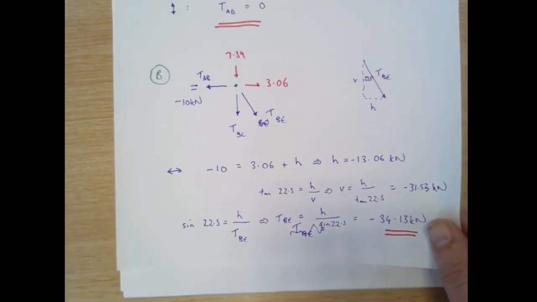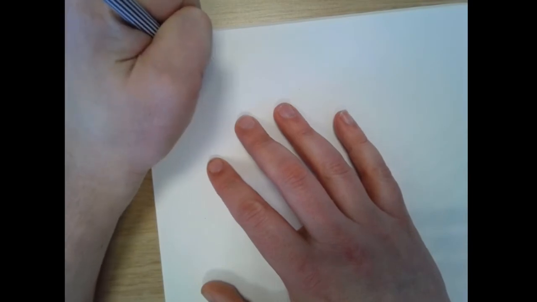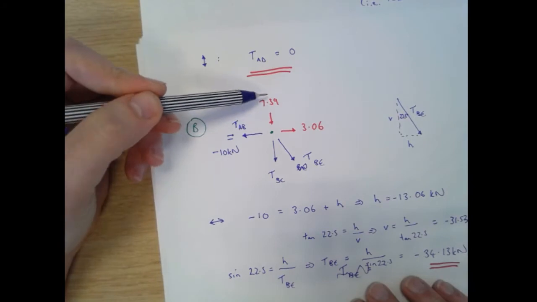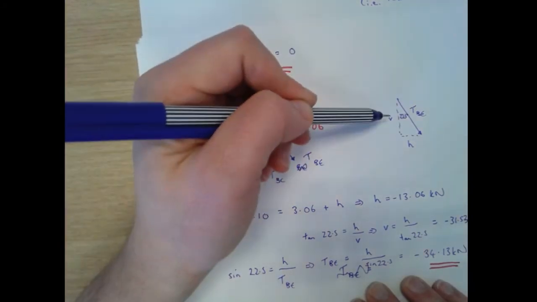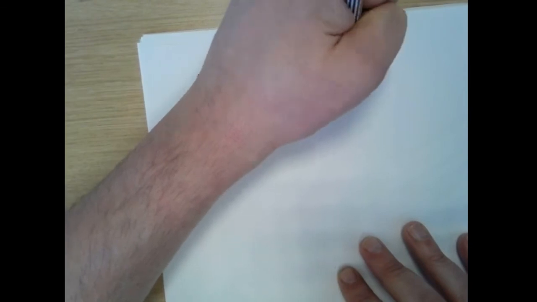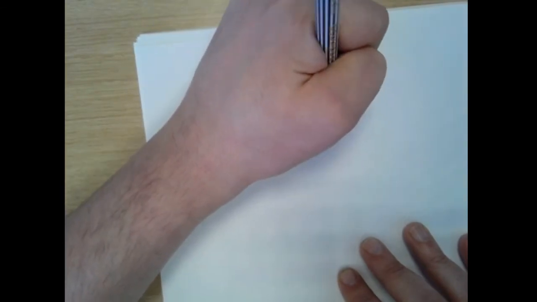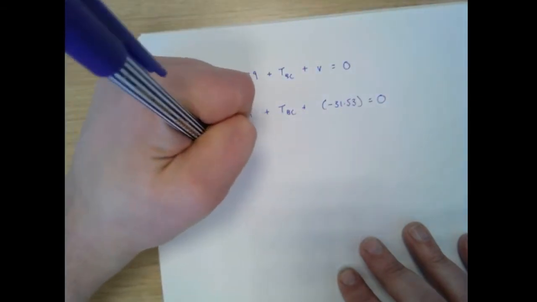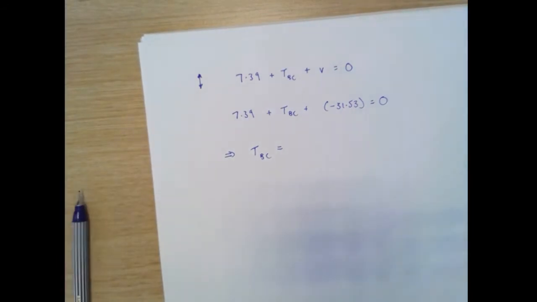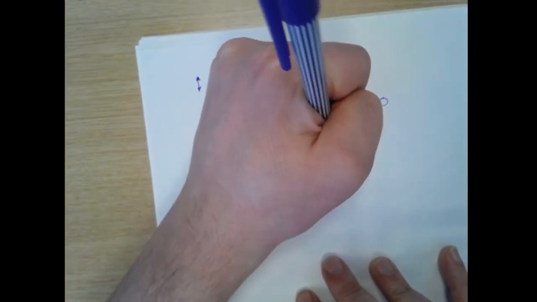We still got one thing to go at B, which is looking at the vertical force resolution. So let me mark that on my notes. I'm looking at vertical forces, and I've got 7.39, TBC, and V, the vertical component of TBE. And they all point downwards in this diagram, so I can show them all the same. 7.39 plus TBC plus V equals zero. We know V, so 7.39 plus TBC plus negative 31.53 equals zero. So TBC equals 31.53 minus 7.39, 24.14 kilonewtons.